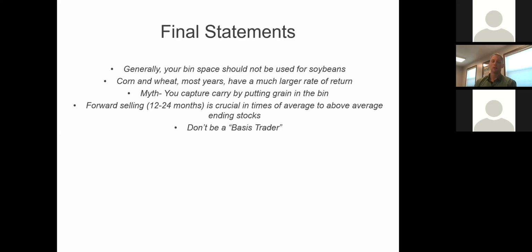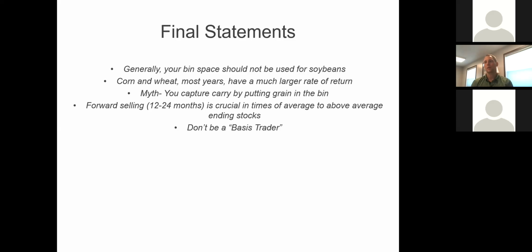So when I say don't be a basis trader, I'll say this. If you forward sell 12, 24 months ahead of time, and this is not the whole crop, I'm talking 25 to 50%. You can't sell 75 or 100% of your crop that far in advance, but 25 to 50%. And you do it with a grain company you trust. I mean, you guys are all over North Dakota. There's plenty of grain companies that are out there that are trustworthy, good companies. If you do it with a company you trust, that you know is going to be there for you when it comes time to delivering that contract and setting a basis, that is your best bet.